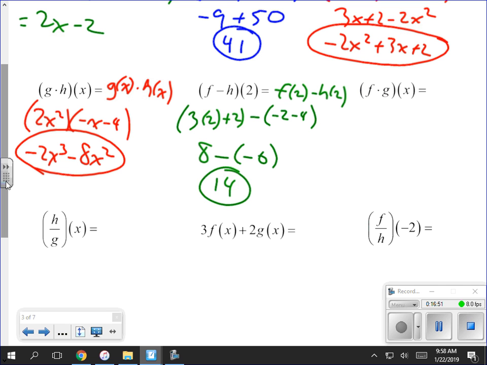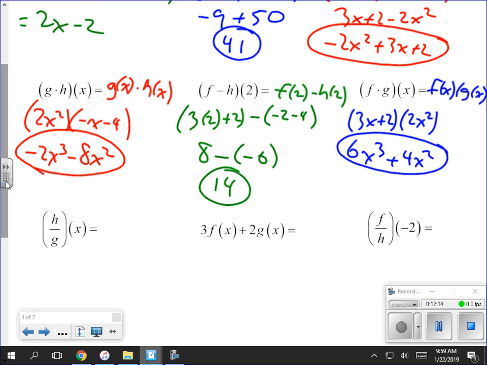F times g of x, which is 3x plus 2 times 2x squared, because it's f of x times g of x. So that gives me 6x cubed plus 4x squared. So far, so good.